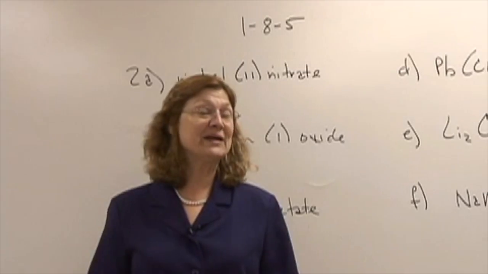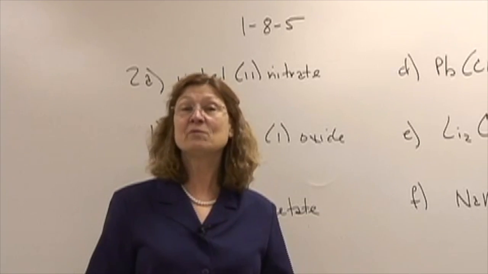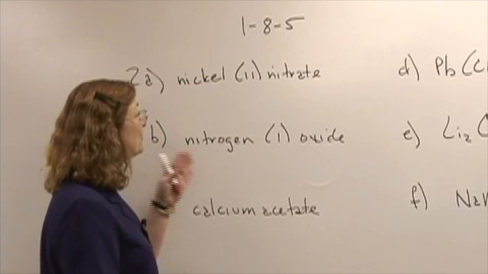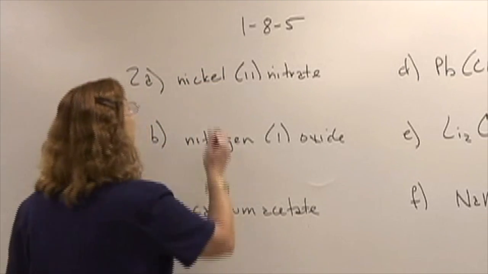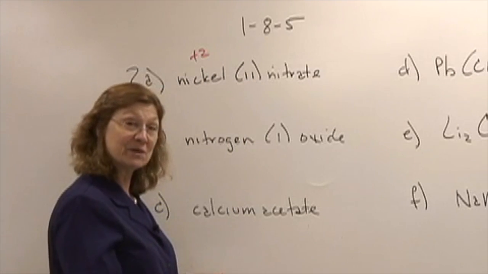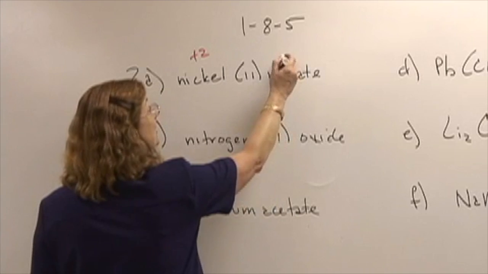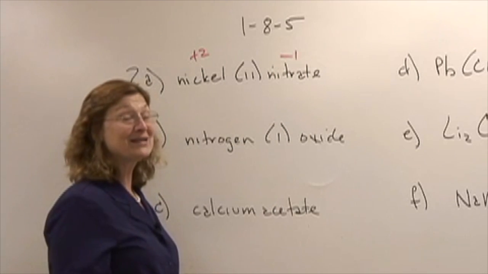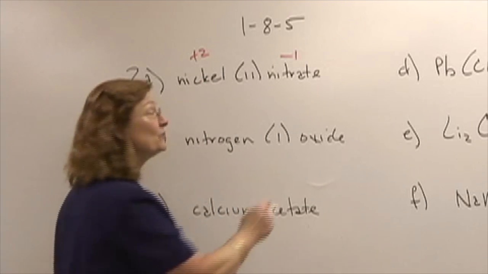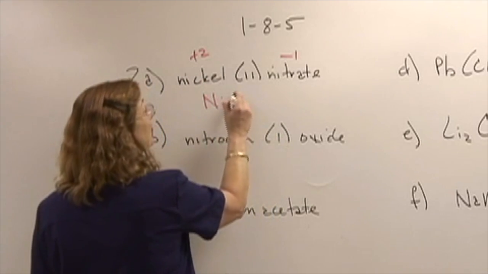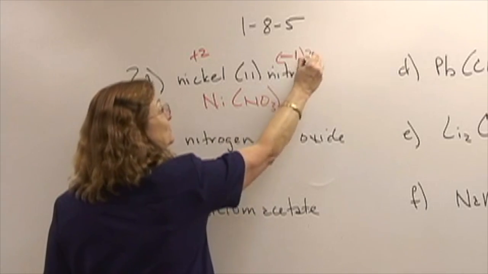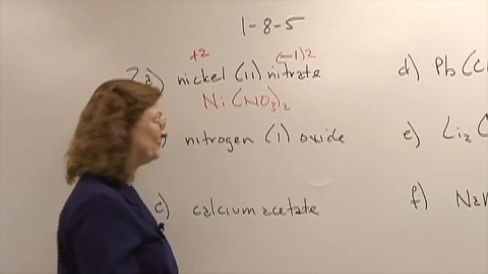Number 2 is to go from the names to the formulas or from the formulas to the names. Now, when we're given the names, it's very helpful to write the charge above the name. Nickel is +2. This Roman numeral is telling me that the oxidation number of nickel is +2. Nitrate is a polyatomic ion that I've memorized, and I know that that's -1. The common multiple between 2 and 1 is 2. So I must have 2 nitrates, because +2 and -2 is 0.